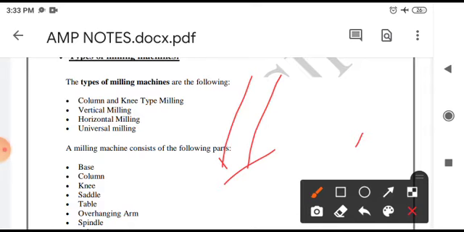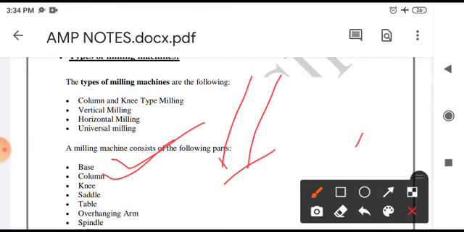Okay, parts of milling machine. First one is the base. Okay, what is the base? It is a heavy casting and forms the foundation of this milling machine and gives the support to all the other parts of the milling machine. What is the work of the base? It supports all the structure of the milling machine.